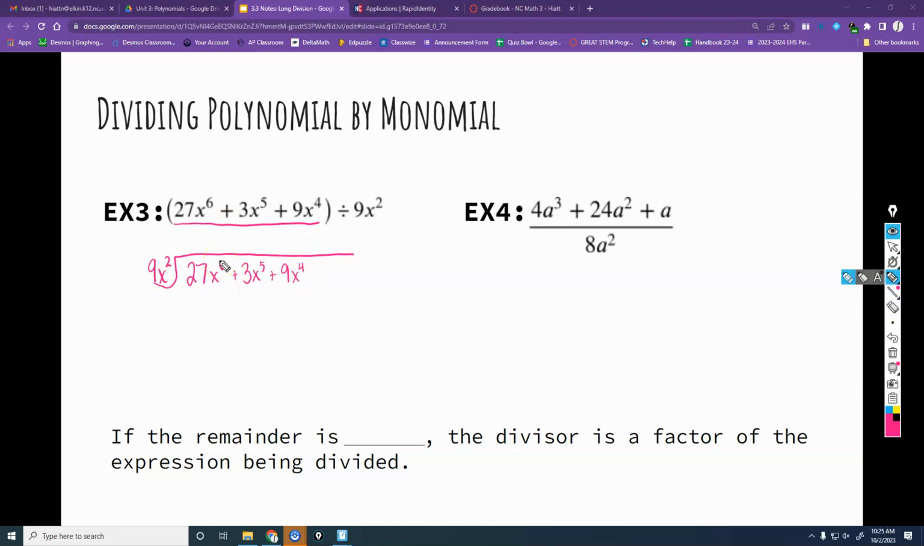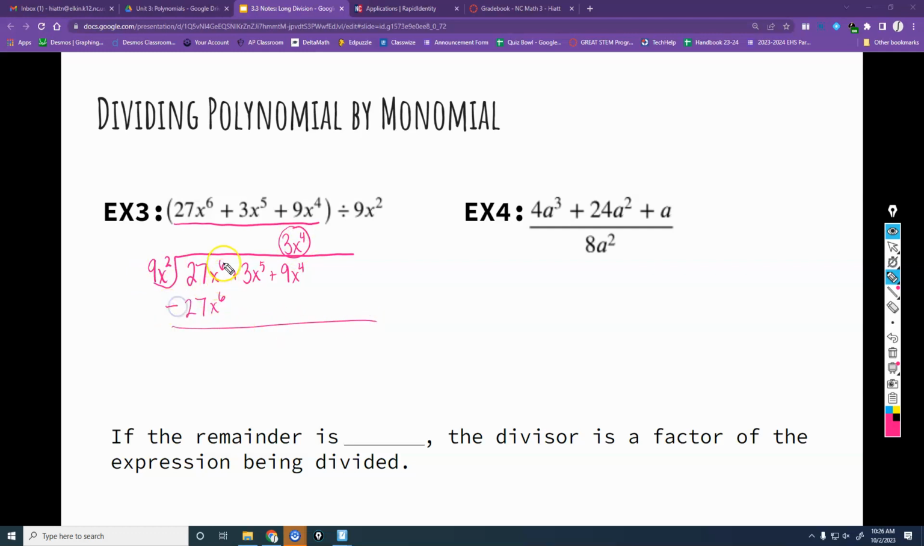Another way of thinking about the division here, instead of thinking how many times does this go into this, I could think what number times 9x squared would give me 27x to the 6. Because what I want to happen is for that to go away. So definitely 3. How many x's? X to the fourth. Notice I wrote that above my x to the fourth right there. So I multiply 3x to the fourth times 9x squared gives me 27x to the 6.